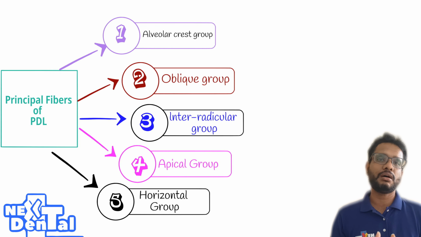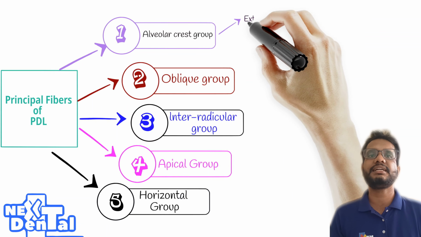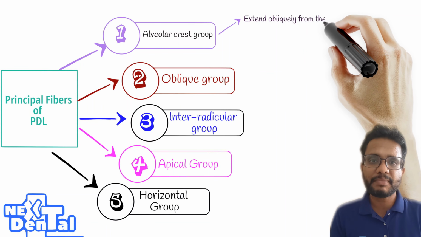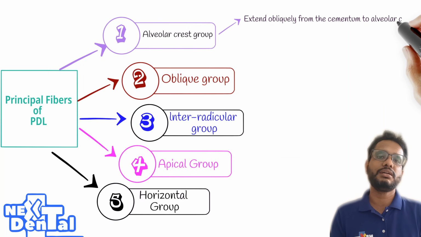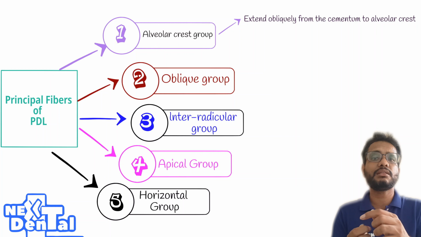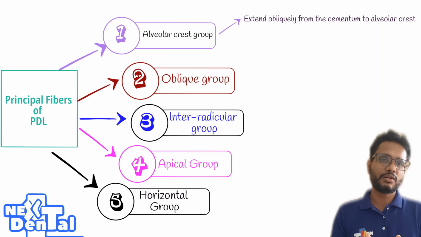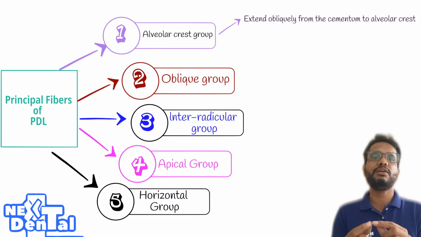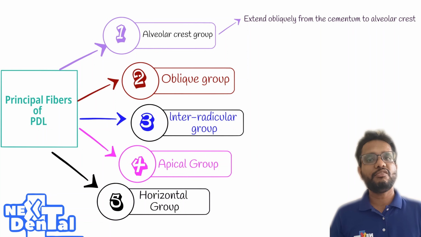Now we'll be discussing these fibers one by one, starting with the first, that is the alveolar crest group of the fibers. Now these are the fibers that extend obliquely from the cementum to the alveolar crest. Okay, so these are going to run obliquely. From where? From the cementum, that will be around the cervical area in the coronal third of the root, of course, and that will be going obliquely to the alveolar crest.